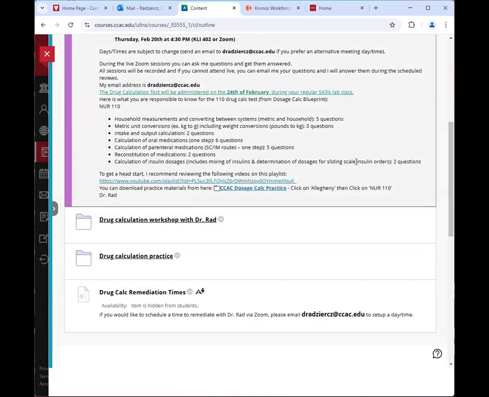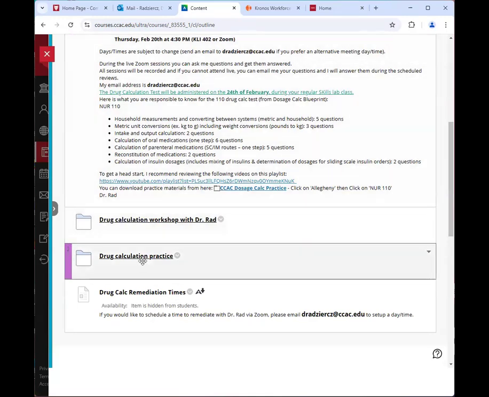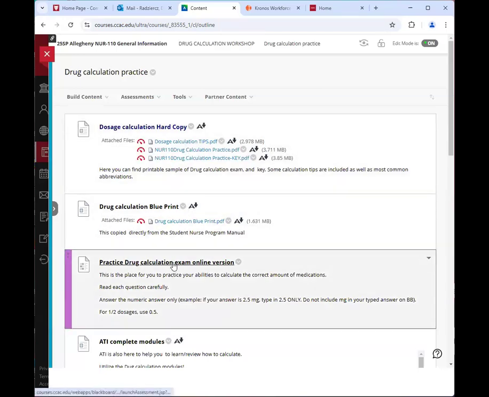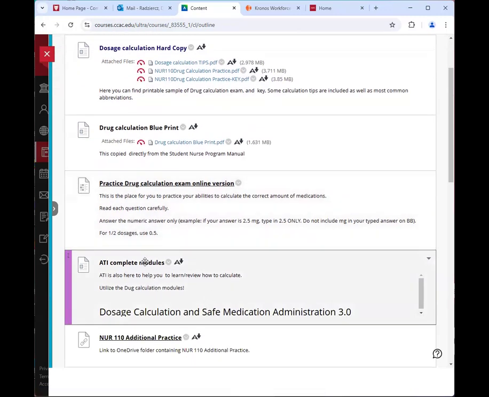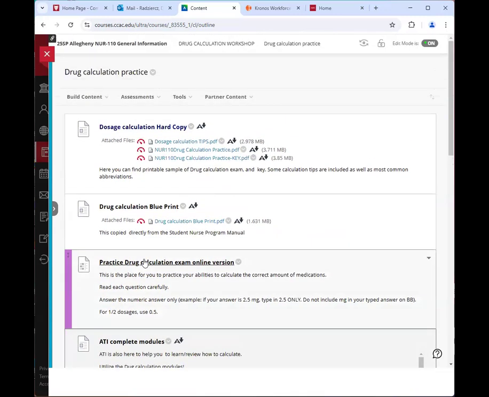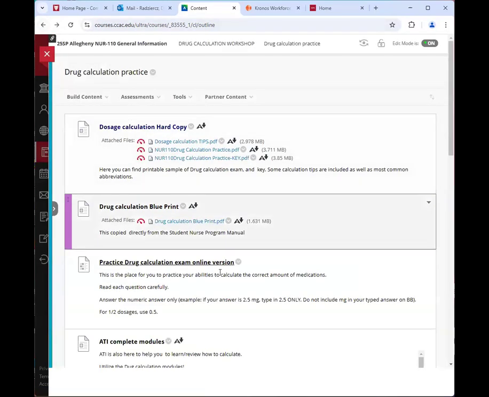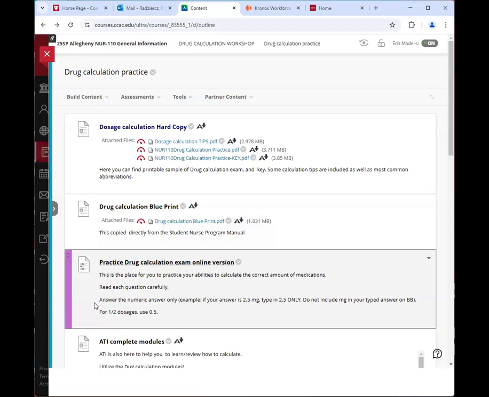Where you get the practice is in the same place where you get the paper practice. These are the hard copy practice. And then right here is the exam online version if you haven't been here yet. Looks like there's some ATI in here. But anyways, before you click on that, I had added some context to this.